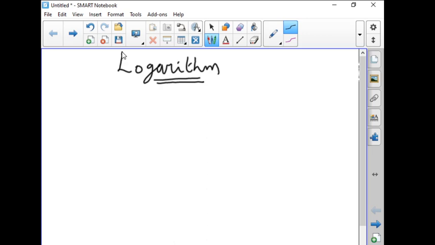Logarithm, I think you should have studied in 9th standard or 8th standard, or it may be new. New means listen carefully. Now we know that f of x is equal to a power x is an exponential function. It is defined on R, the set of real numbers. That is, this is the domain.